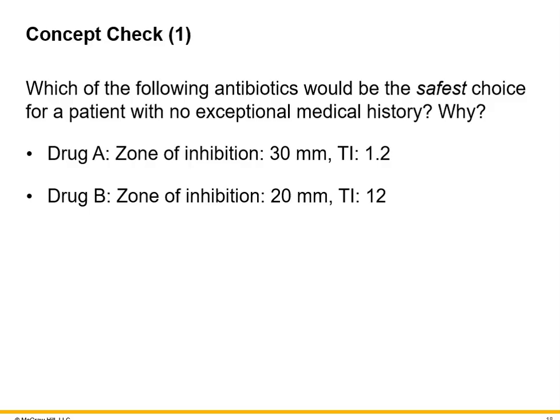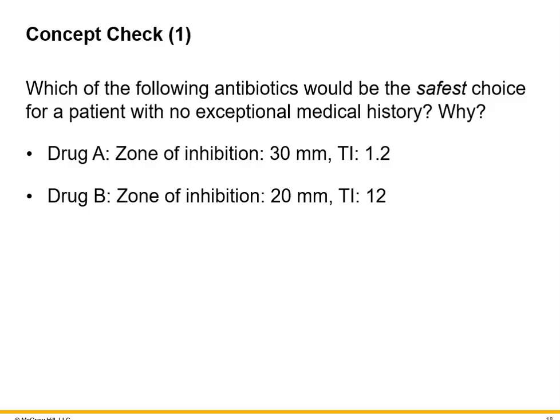So drug A with the 30 millimeters looks really good because it's got the much wider zone of inhibition. If we look at the therapeutic index, which is the TI right there, drug A has 1.2, drug B has a therapeutic index of 12. So 12 is the higher number, which we said is the safer choice. So we want a high therapeutic index.